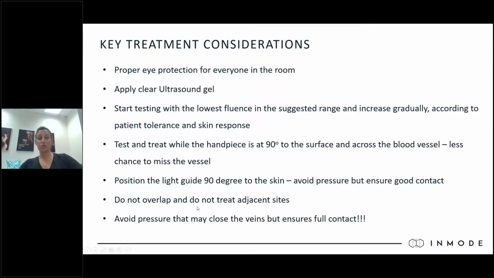Avoiding too much pressure is also very, very important, for the same reason that we talked about with regards to cooling. Too much pressure may cause vasoconstriction. Vasoconstriction will limit the efficacy of our treatment, and we want to avoid it. We're not performing any overlaps, but we may stack pulses depending on the skin reaction and the tissue reaction, and the vein reaction. So this is something that we have to consider.